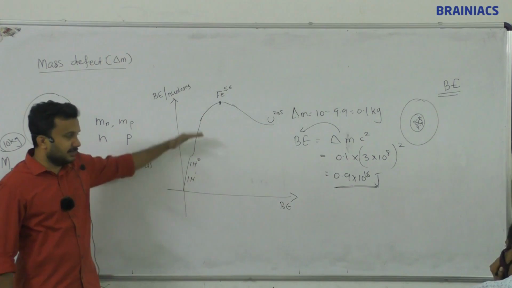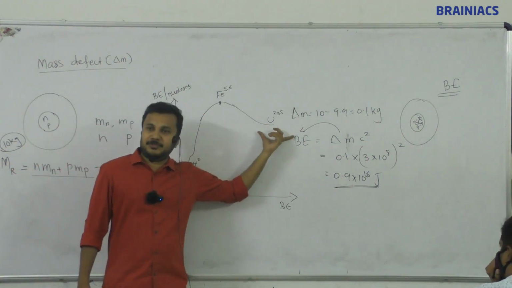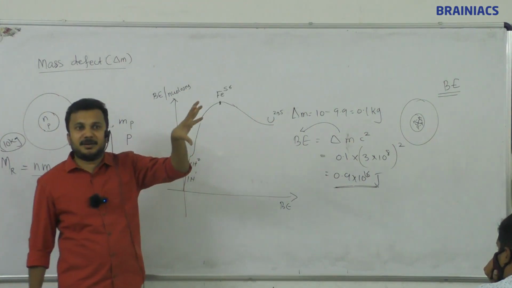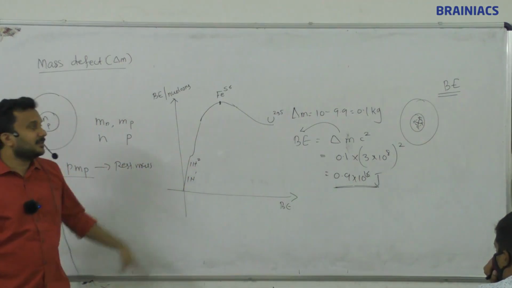So this side is used for the fusion process, and this side is used for the fission process. The highest one, at the top, is stable. It will not emit radiations. Okay, this is the concept.